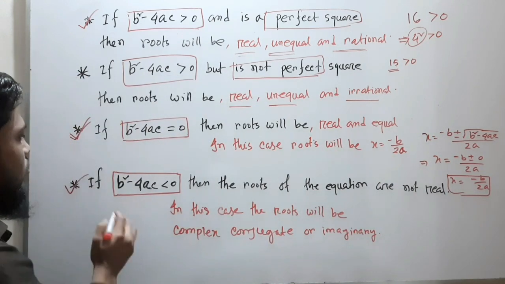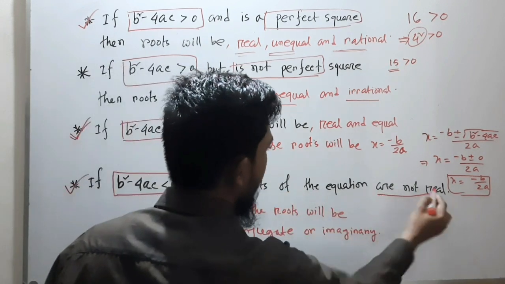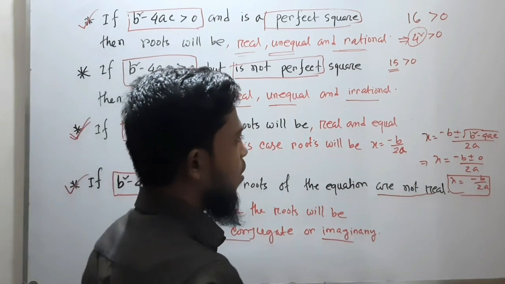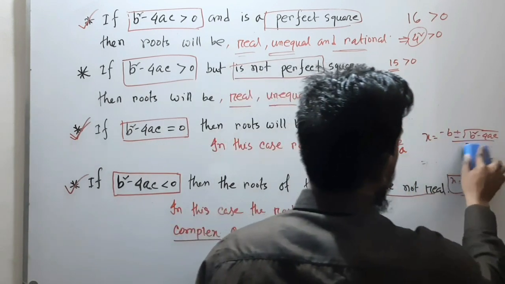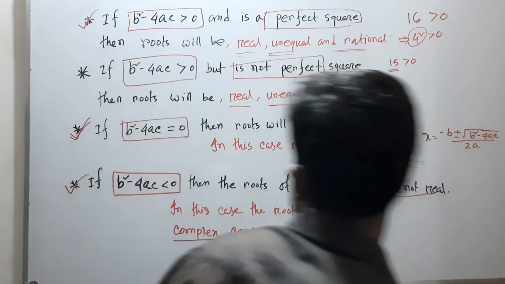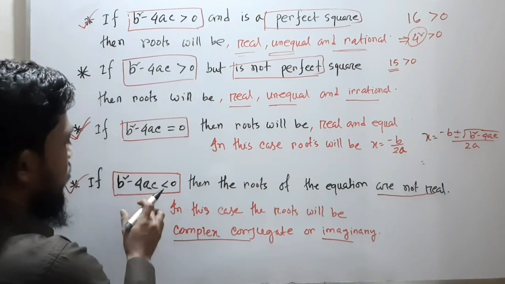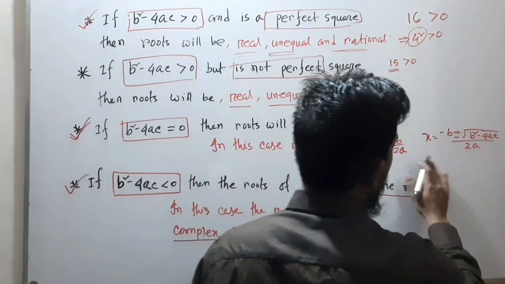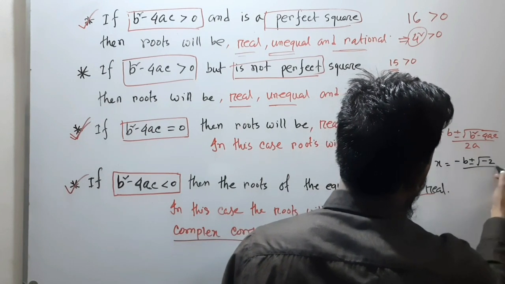And our fourth condition: if b square minus 4ac is less than 0, then the roots of the equation are not real. In this case, the roots will be complex conjugate or imaginary. Our main solution: x equal to minus b plus minus root over b square minus 4ac divided by 2a. Suppose b square minus 4ac is less than 0, that is, its value is negative. If the value of b square minus 4ac is minus 2, then we can write x is equal to minus b plus minus root over minus 2 divided by twice a.